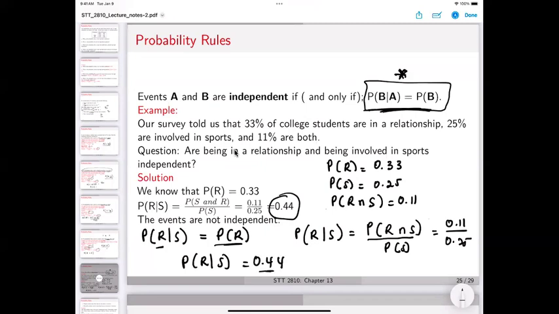Let's compare that answer to P of R. P of R is 0.33. Are they the same? No. Is that okay? Since they are not the same, it means the events are not independent. Does that make sense? Okay.